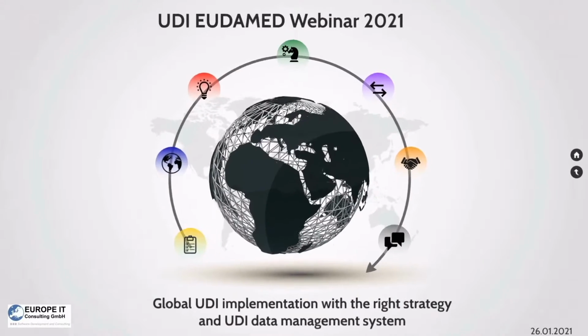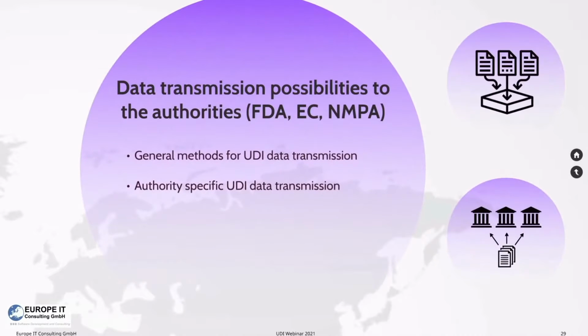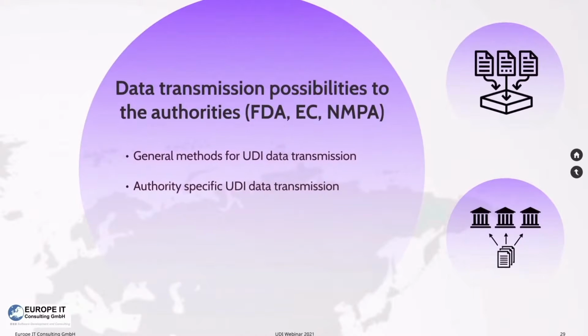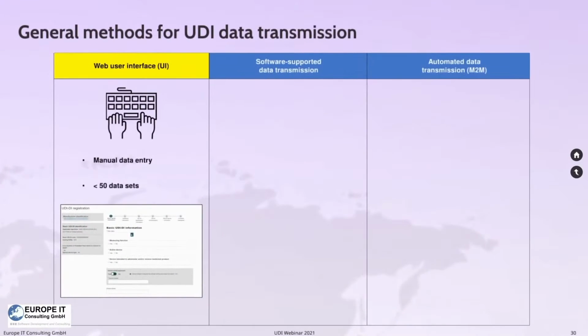Next, we will look to the submission method to the authorities and in detail the submission options at the FDA to UDI, the European Commission to EUDAMED, and the NMPA to the Chinese UDI database. Option number 1 is to enter the data using the web service where the data is entered manually.